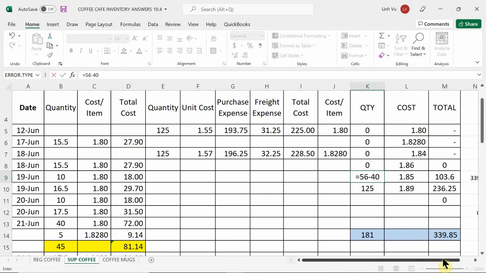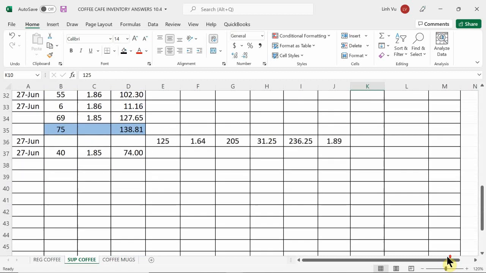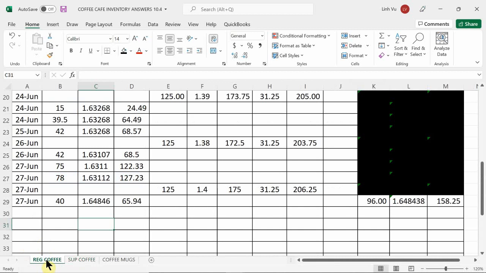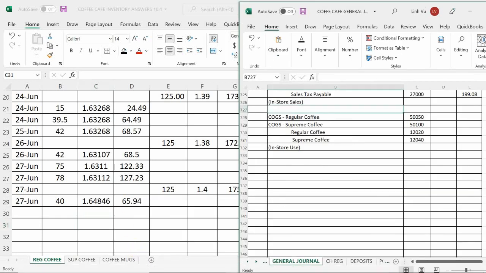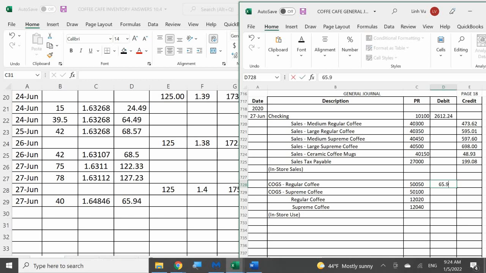Let's update our inventory here because we used 40 pounds. 56 minus 40 should leave you with 29.60 left, giving us our grand total of 141 pounds at $265.85 left. So there we go. Cost of goods sold for the Supreme is $74, and then the cost of goods sold for regular is $65.94 and $74.